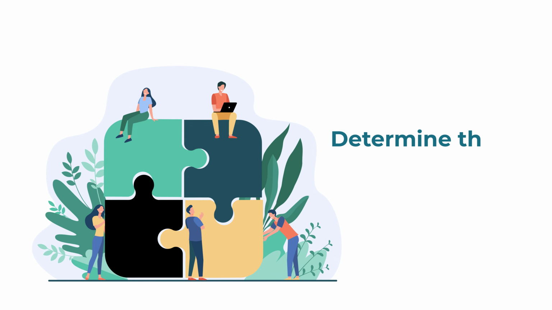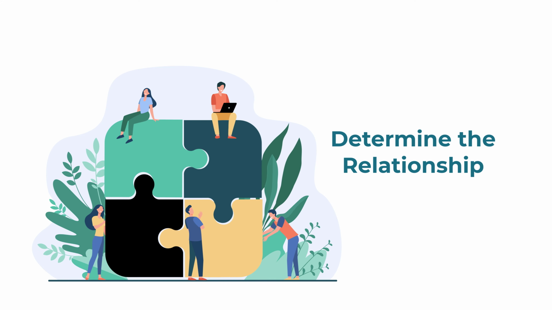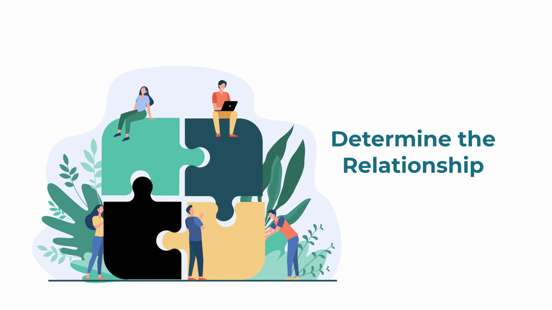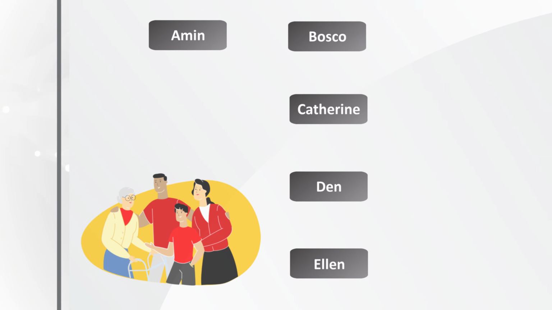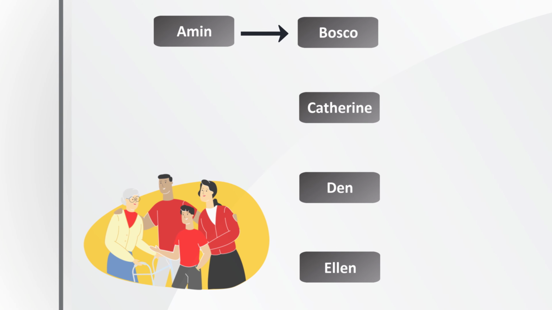The easiest way to determine this multi-generational relationship in the family is to build a diagram. Let's do it one step at a time. Amin is Bhaska's sister. Catherine is Bhaska's mother. Dan is Catherine's father. And Alan is Dan's mother.